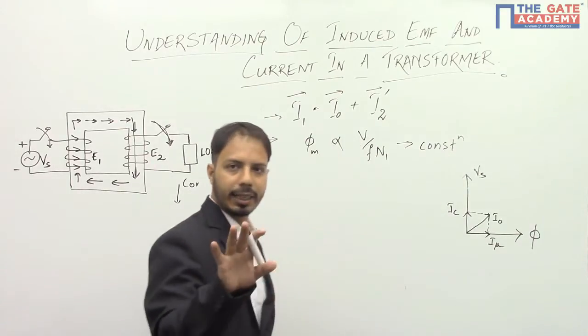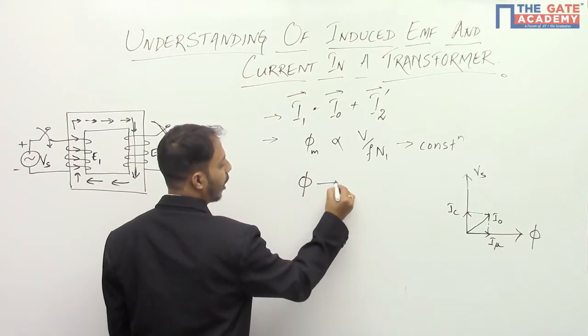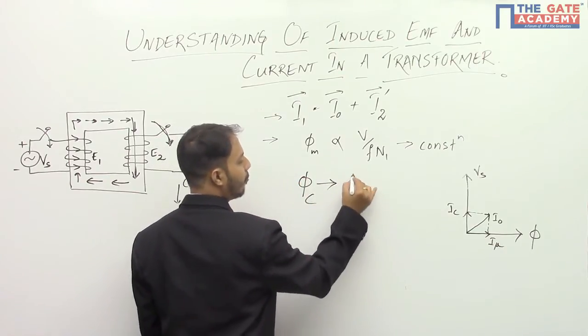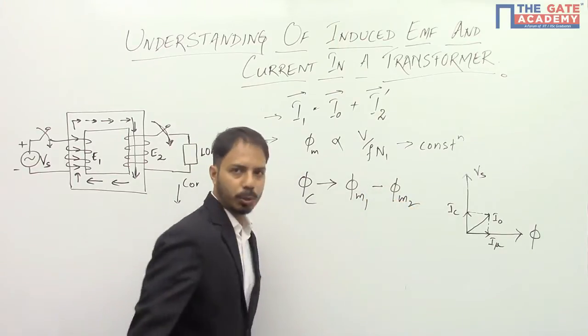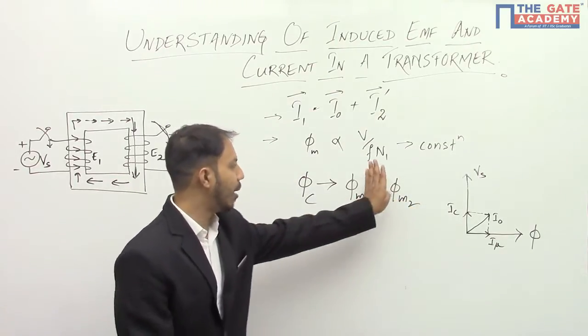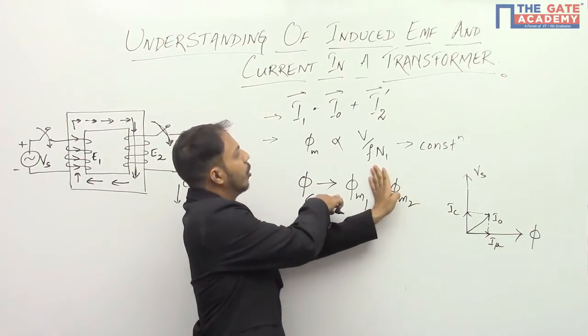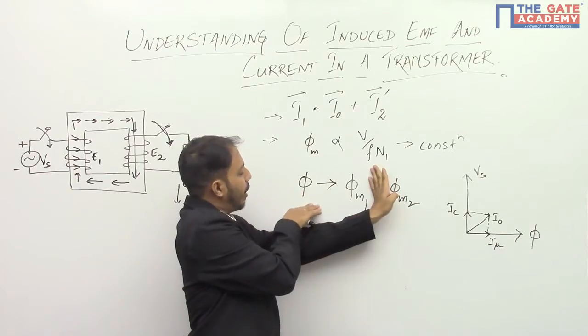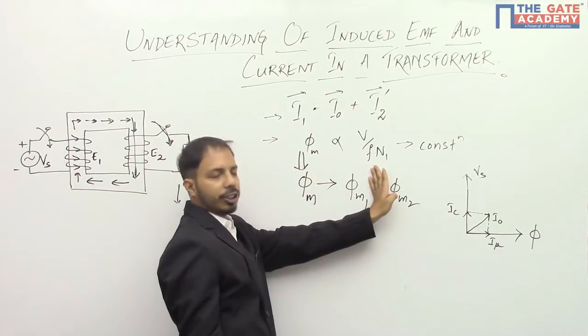What we have understood is that the moment secondary current is connected, the total flux in the core will be phi m1 minus phi m2. Suppose at no load, what was happening? Only primary flux was there. And that primary flux was, suppose this is the magnetizing flux phi m, constant.